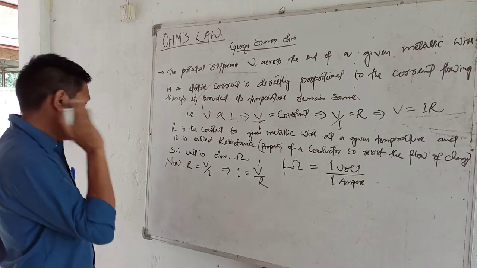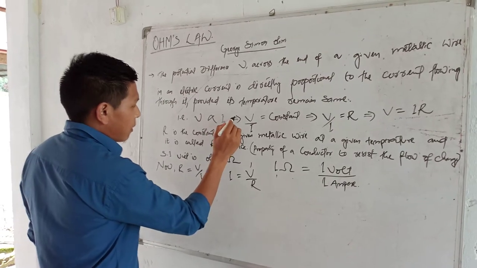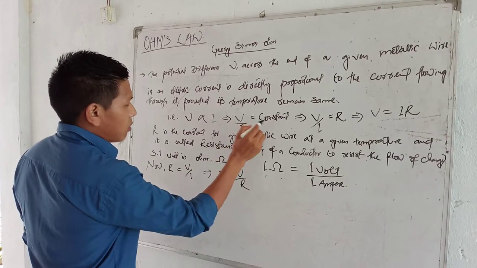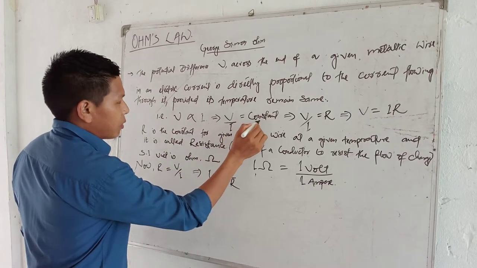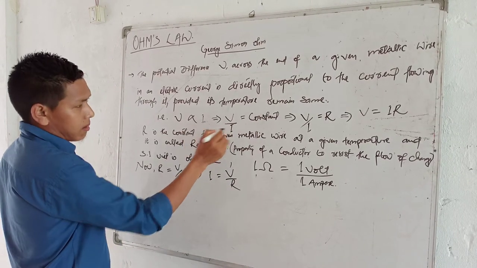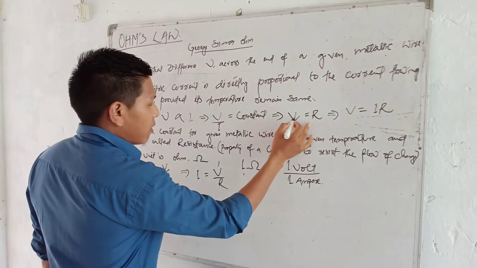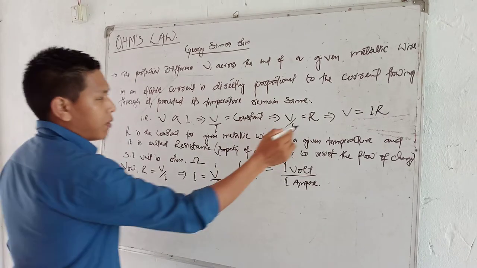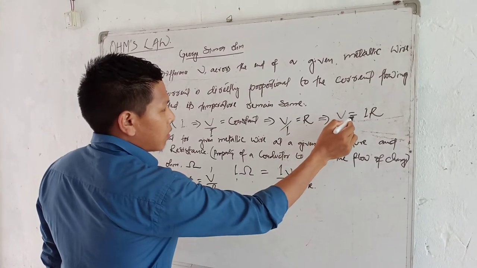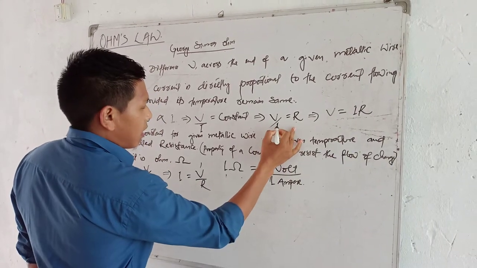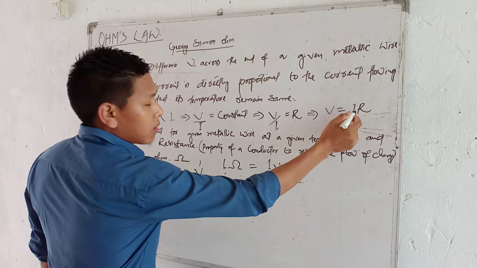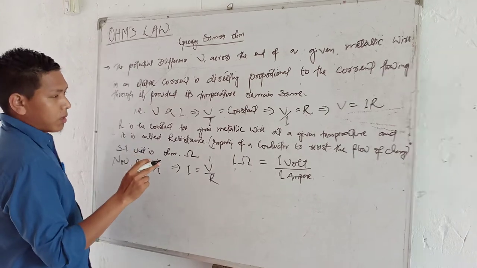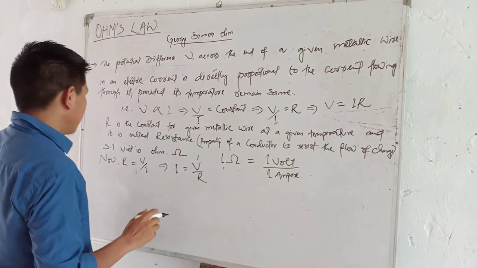It says that V is directly proportional to I, where I means current and V is for potential difference. Now this implies V by I is equal to a constant. So this implies V by I is equal to R, because R is equal to constant and R is for resistance, and this implies V is equal to I into R. R is the constant for the given metallic wire at a given temperature and it is called the resistance.